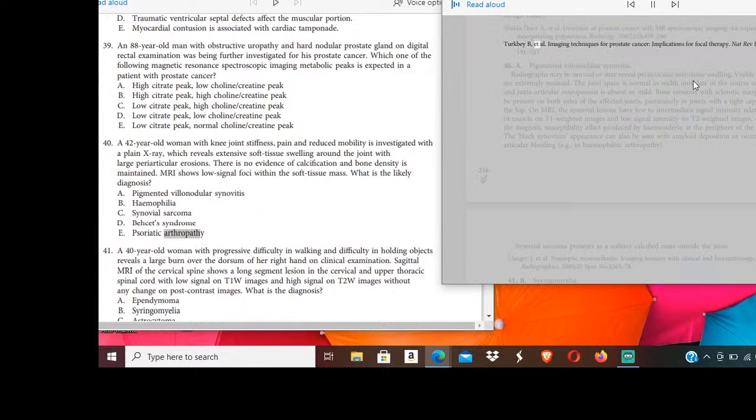Turk BB, et al. Imaging techniques for prostate cancer, implications for focal therapy. Nat Rev Urol, 2009, 6, 191-203.